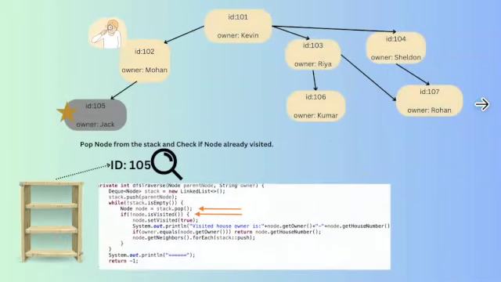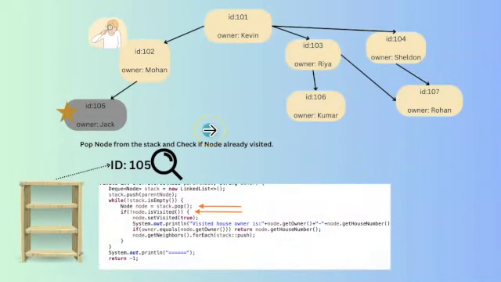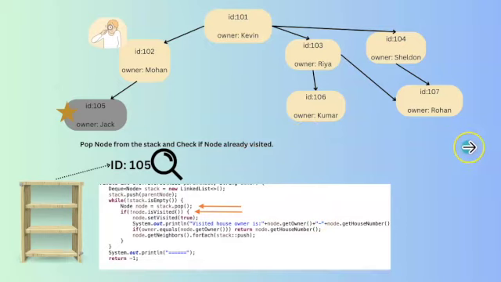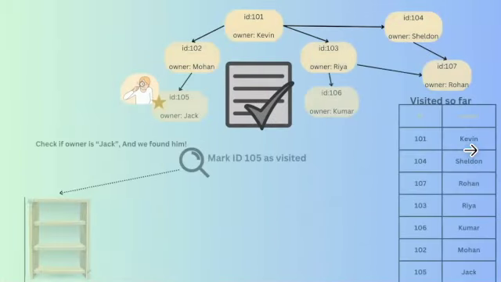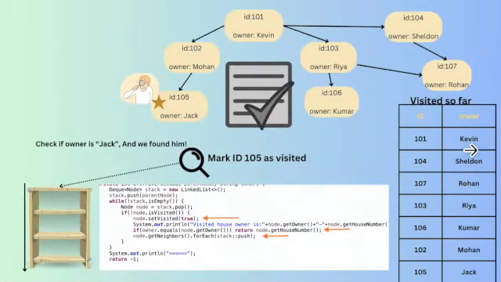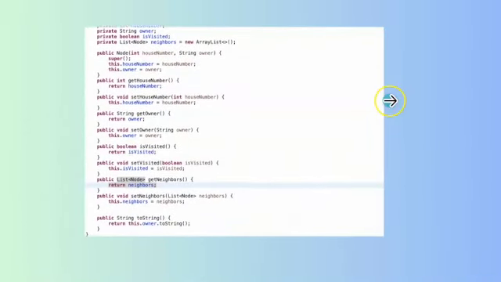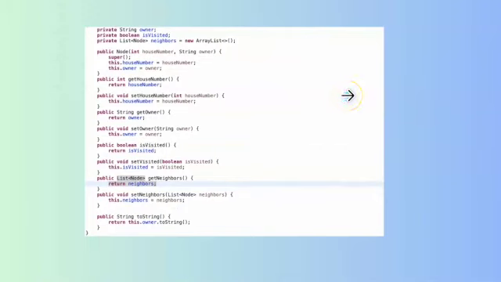After this, the code will pop the next item from the stack, and now we see the first available from the stack is 105, and the code starts working on that now. It checks first whether this was already visited or not. Then it sets this node as visited, and checks if the current house owner is Jack or not. And here we found Jack. With this, the search completes.